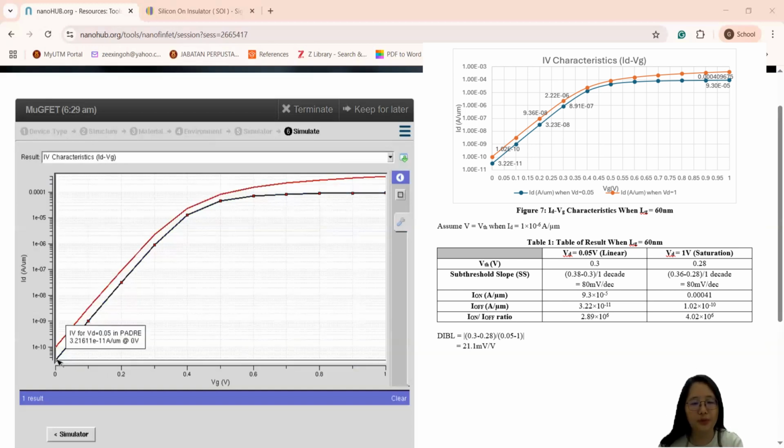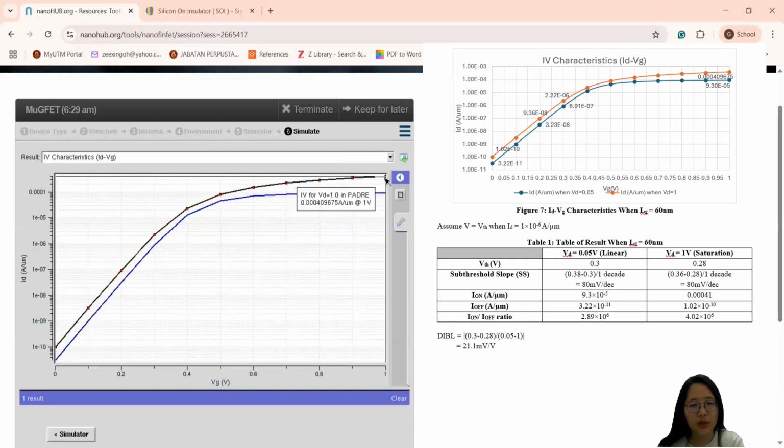When VD equals 0.05 volt, the Ioff is equal to 3.22 multiplied by 10 to the power of negative 11. When VD equals 1 volt, the Ioff is equal to 1.02 multiplied by 10 to the power of negative 10. Then for the Ion, when VD equals 1 volt, the Ion is equal to 0.00041 ampere. When VD equals 0.05, the Ion is equal to 9.3 multiplied by 10 to the power of negative 5. Here, we can get the DIBL equal to 31.1 millivolt per volt.